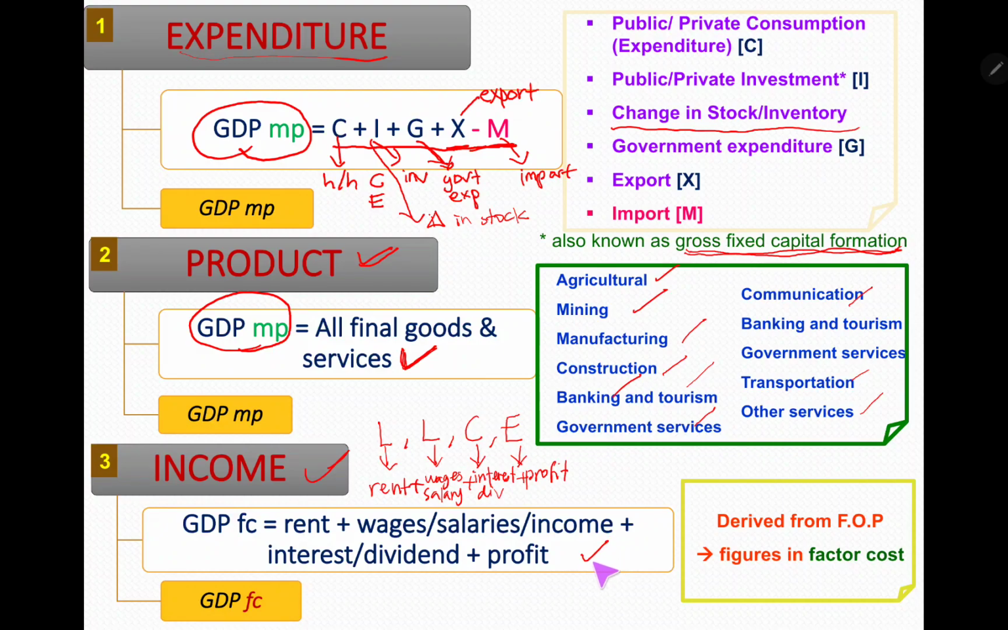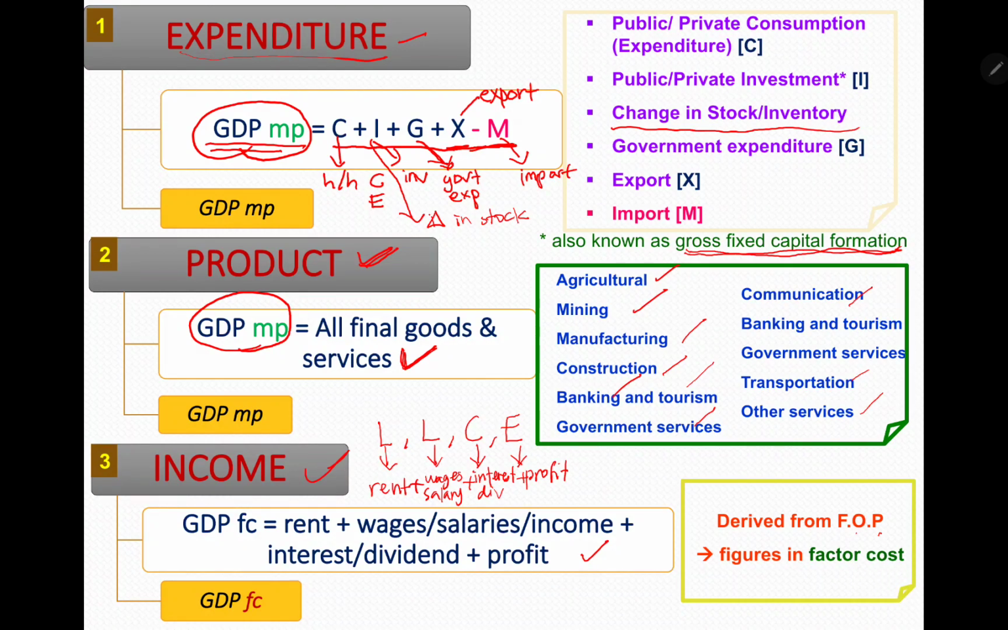However, notice that for the expenditure approach, the first step will start with GDP at market price. For the product approach also, it will start with GDP at market price. Only for the income approach, it is already in factor cost. Why? Because the formula itself is derived from the factors of production. Therefore, the figure is already in factor cost.